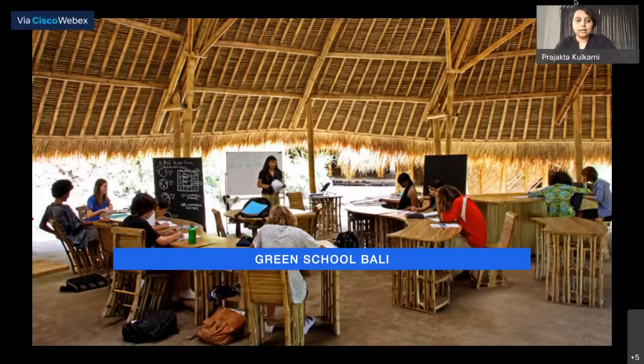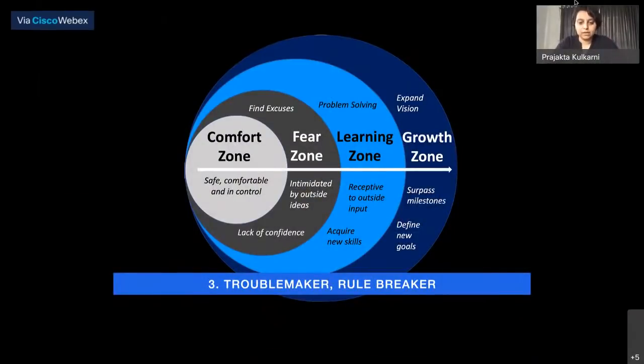Right, so it's an idea that most of the schools would have discarded, saying that I'm not changing my building, but these guys did. And that's how you need to be, you need to defer judgment, you need to be non-judgmental and be ambiguous about it, be vague about it, so that eventually when you have the final solution, you are happy with it. You need to be a troublemaker or a rule breaker, which is very important to find ideas.